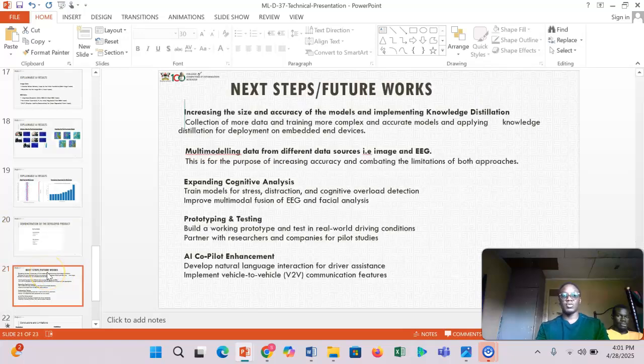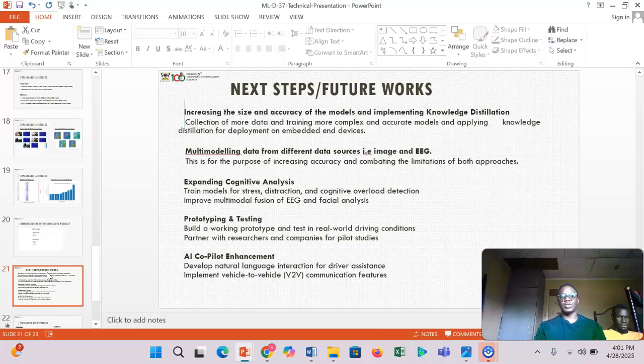Then for the next steps or the future works, we have increasing the size and accuracy of our models and also implementing knowledge distillation, because we're looking at collecting more data. More data comes with more complex and more accurate models, but then to be able to feed them down into the embedded systems that are to be mounted in the cars, we're supposed to carry out knowledge distillation. We didn't carry it out right now because the models were relatively very small and they didn't call for knowledge distillation, but this is to be implemented in future works.